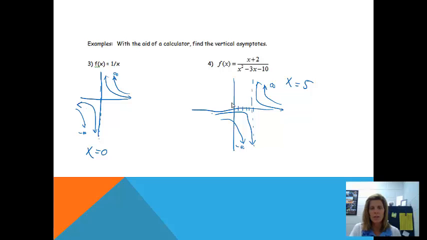Okay, in a later video, we'll be able to find those without using a calculator, and we will also be able to relate it to something that's called continuity. So hopefully now you are able to find the vertical asymptote of a function using your calculator.